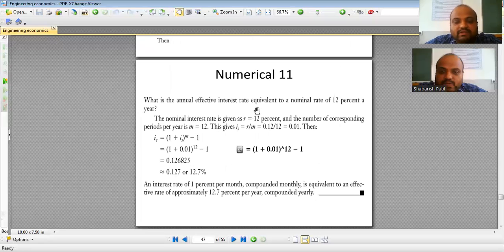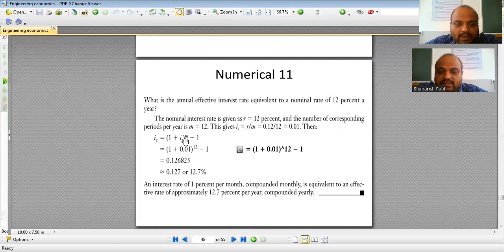Now you may understand it with some numericals, so I'm taking some numericals here. What is the annual effective interest rate equivalent to a nominal rate of 12% per year? Your nominal interest rate r, or just i, is 12%, and the number of corresponding periods per year m is 12. This gives you your nominal interest per month as is equals r by m, 0.12 by 12, that is 0.01. Then your effective interest will be ie equals (1 plus is) raised to m minus 1. Now remember, m is 12.